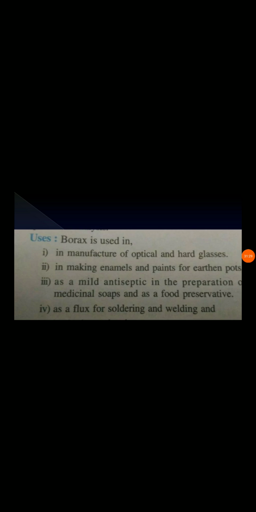Flux is nothing but for stability purposes. If you are adding this flux, what happens? It will become very hard. So for example, gold is there. Can 24 karat gold be used for manufacturing ornaments or not? Ornaments are manufactured using 24 karat? No. Big.